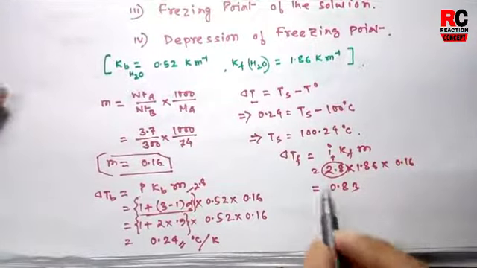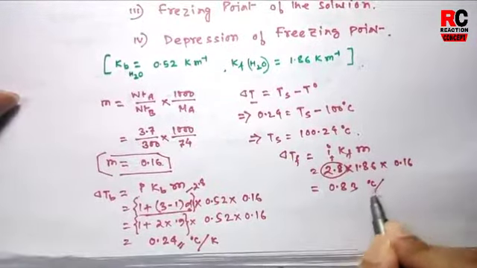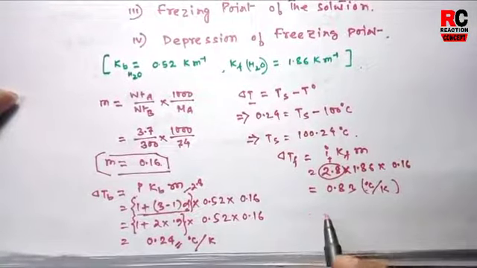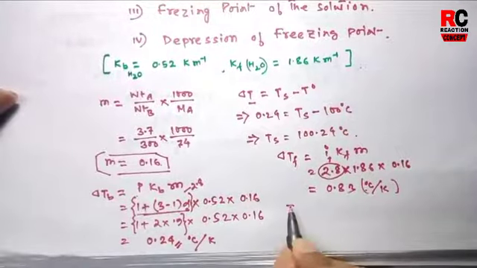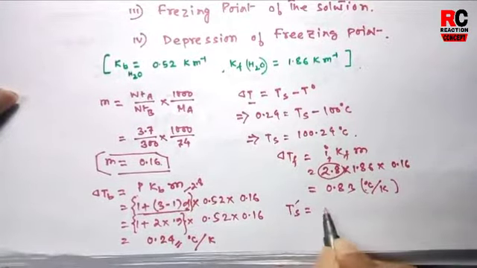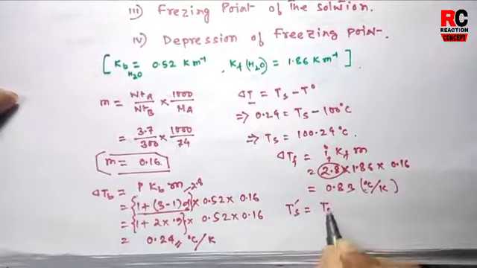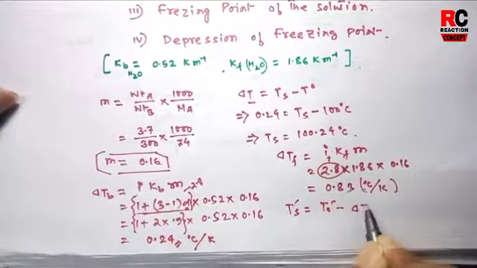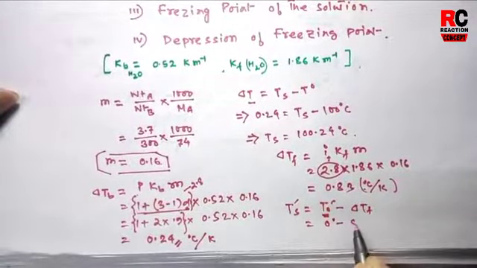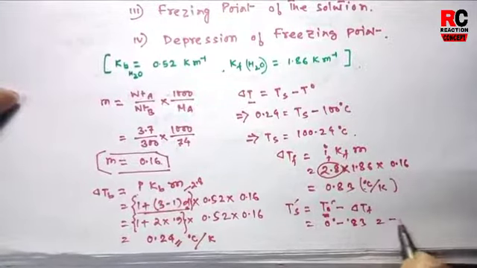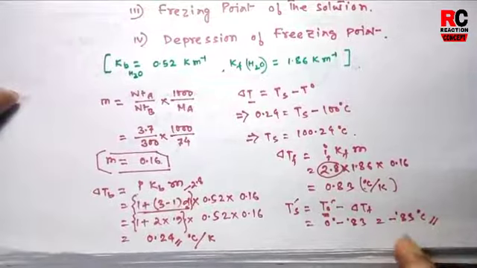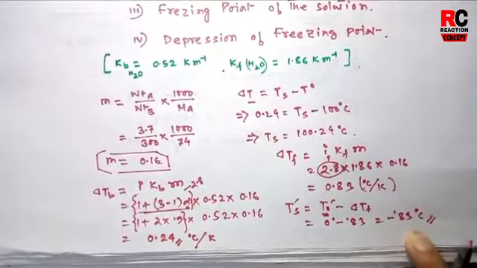This is the depression of freezing point, which could be in degree Celsius or in Kelvin unit. If we calculate the freezing point of the solution, it is 0 degree Celsius minus 0.83, so minus 0.83 degrees Celsius is the freezing point of the solution.